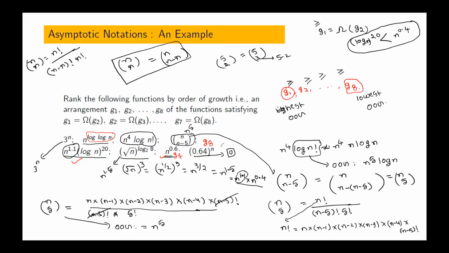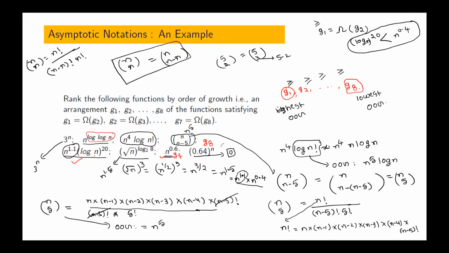N power 0.6. N to the power 5, the NCR one. This is n power 5. n power 5, but n power 1.1 into log n power 20. So n power 5 and n power 1.1, if we compare, I think.